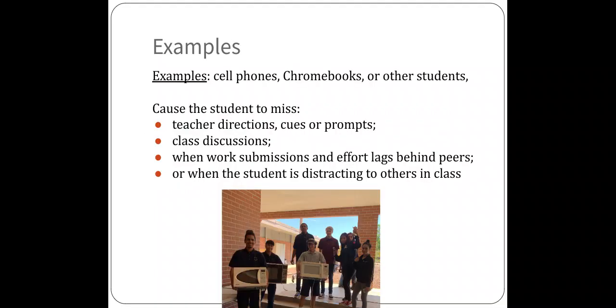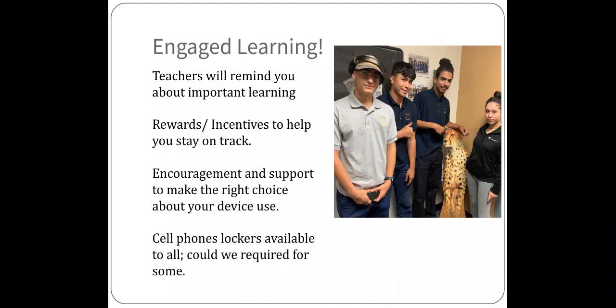Examples of things that can distract you are cell phones, Chromebooks, or other students. And we know when you're distracted because you often miss directions from teachers, those cues, prompts, and reminders. Sometimes you aren't fully a part of our class discussions. And then ultimately, we start to see students being impacted because their work isn't submitted or the effort they put in falls behind their peers. Sometimes someone in the class can be distracting to others as well. So let's work together and think about ways to make sure you're always engaged in your learning in our classrooms.